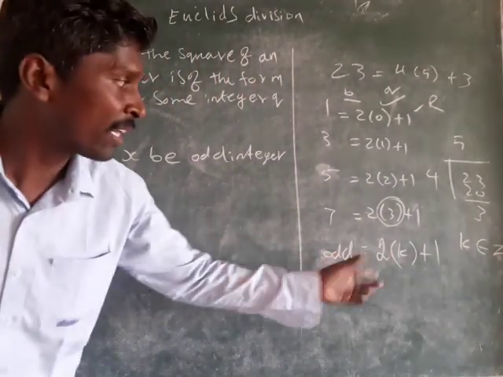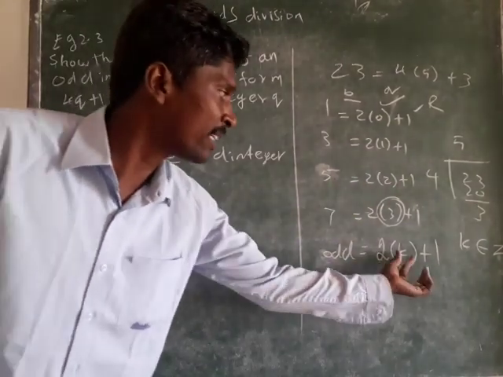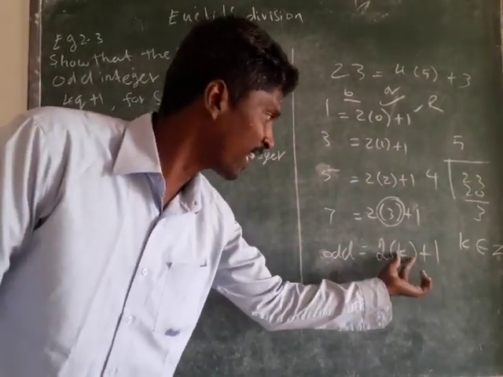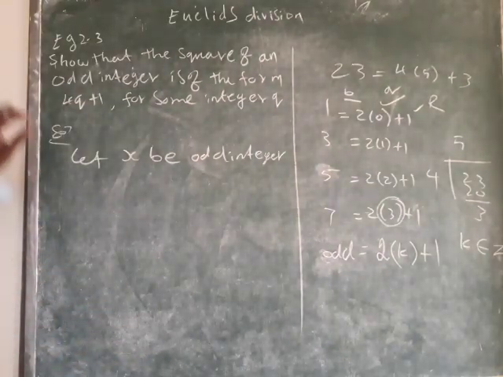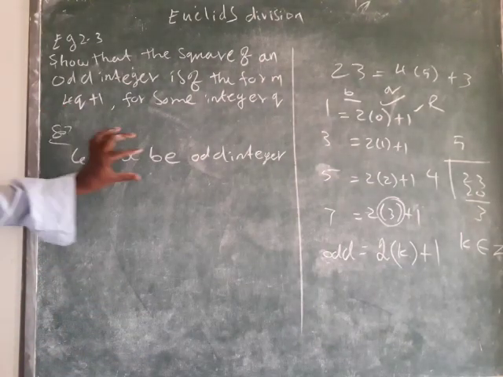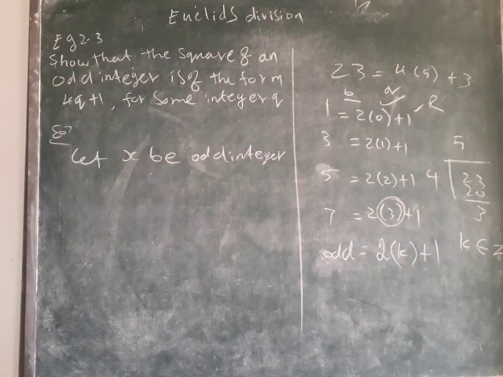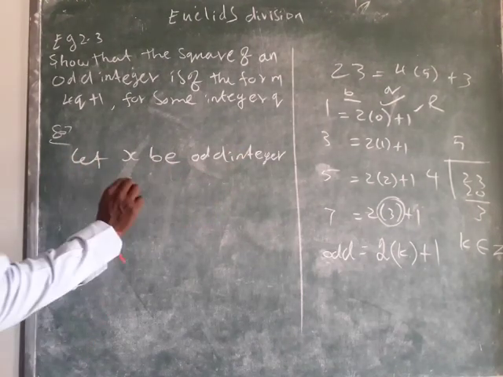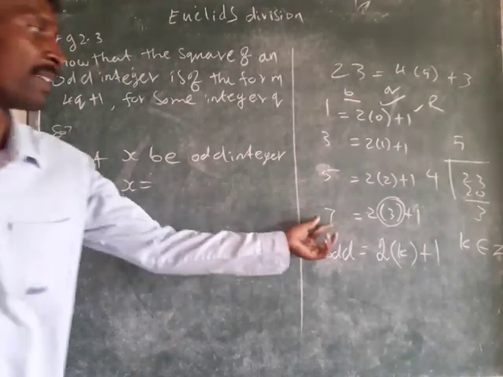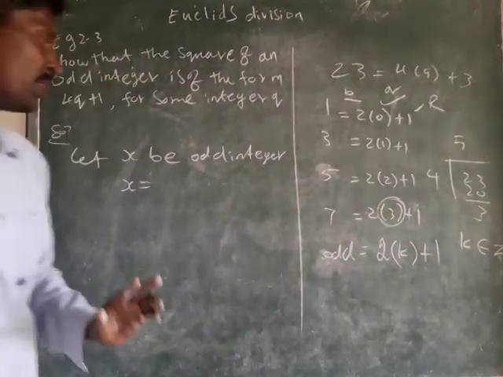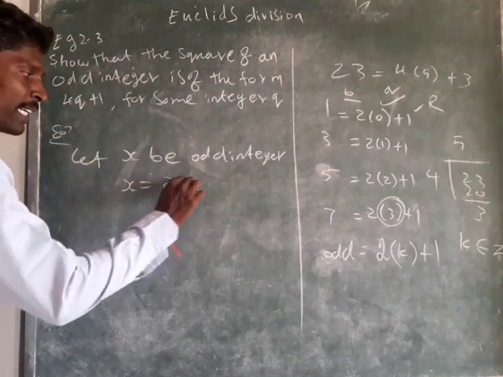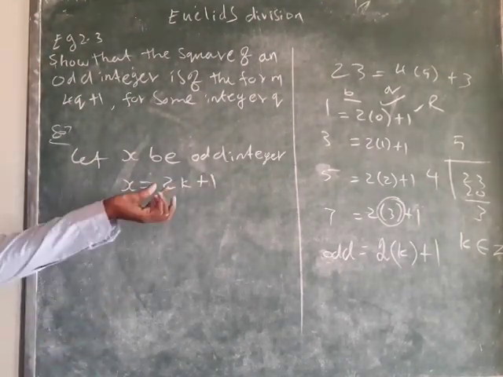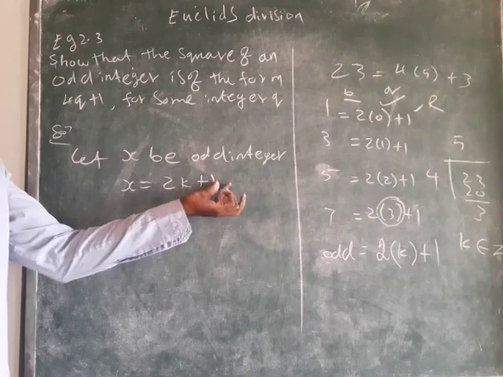So any odd number you can write in the form of 2 into some other value plus 1. What is k? Instead of k, you can substitute any value, positive, negative, whatever it is. In the same way, let x be the odd integer. Now we can write x in the form of 2k plus 1, where k is some integer.